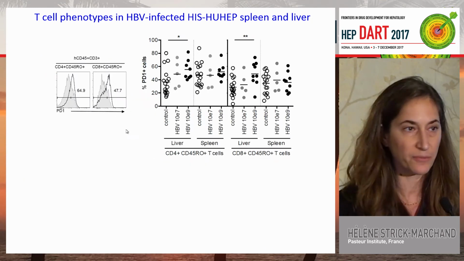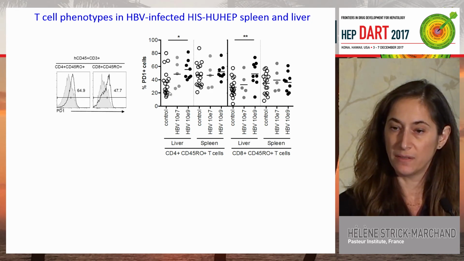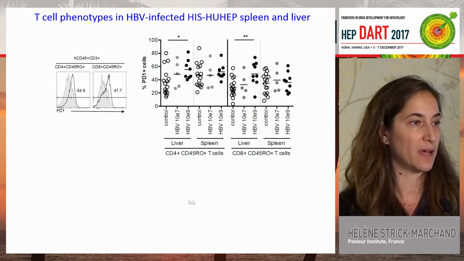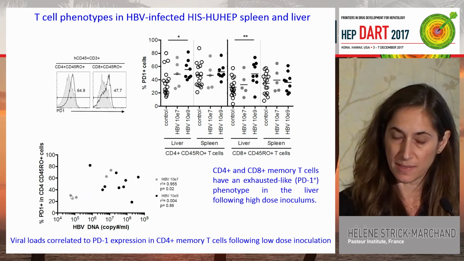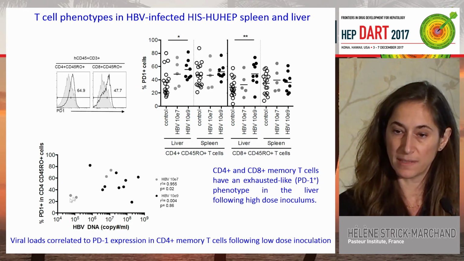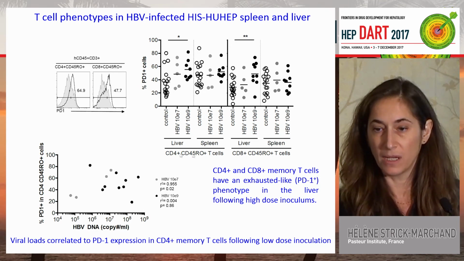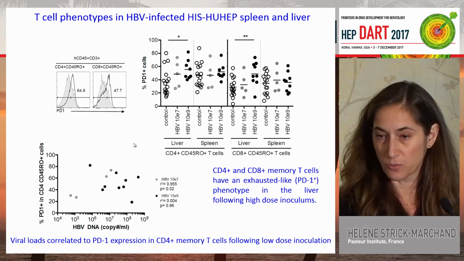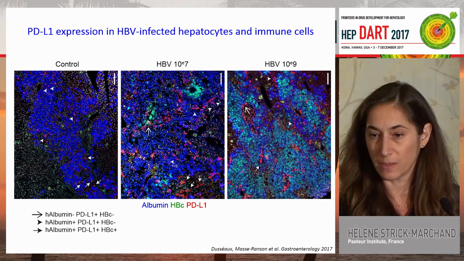If you look at their profile of PD-1 expression, we see that only in the liver of the animals, the CD4 and CD8 T cells have a higher level of PD-1 expression compared to the controls, but only in the animals infected at a high viral load, not in the animals infected at low viral load. And we see that this level of PD-1 expression correlates to the viral load only in the animals infected at a low viral load, suggesting that when you infect animals at a high viral load, you're swamping the immune system, and it is rendering it more difficult to get a response that's specific.